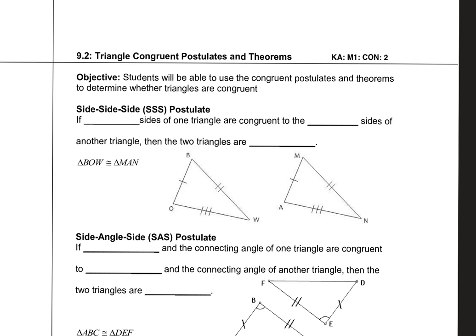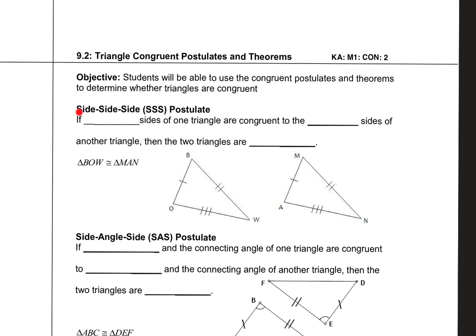All right, 9.2, triangle congruent postulates and theorems. Students will be able to use the congruent postulates and theorems to determine whether triangles are congruent. So basically what we're going to say here is there are a few different ways to determine whether triangles are congruent or not. I'll go over them in this video, and we have names for them.